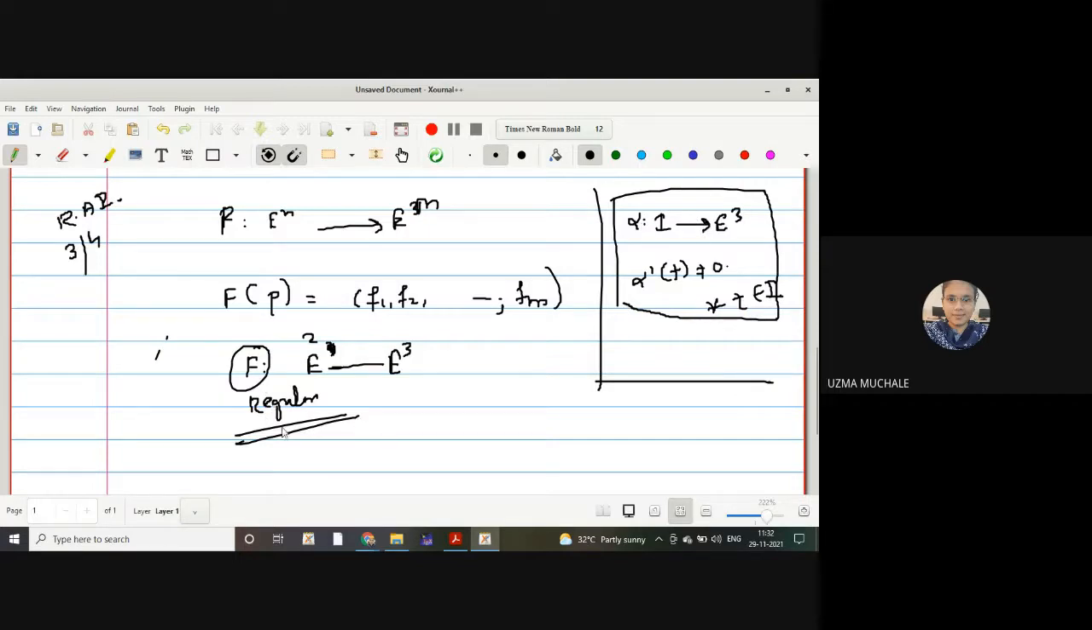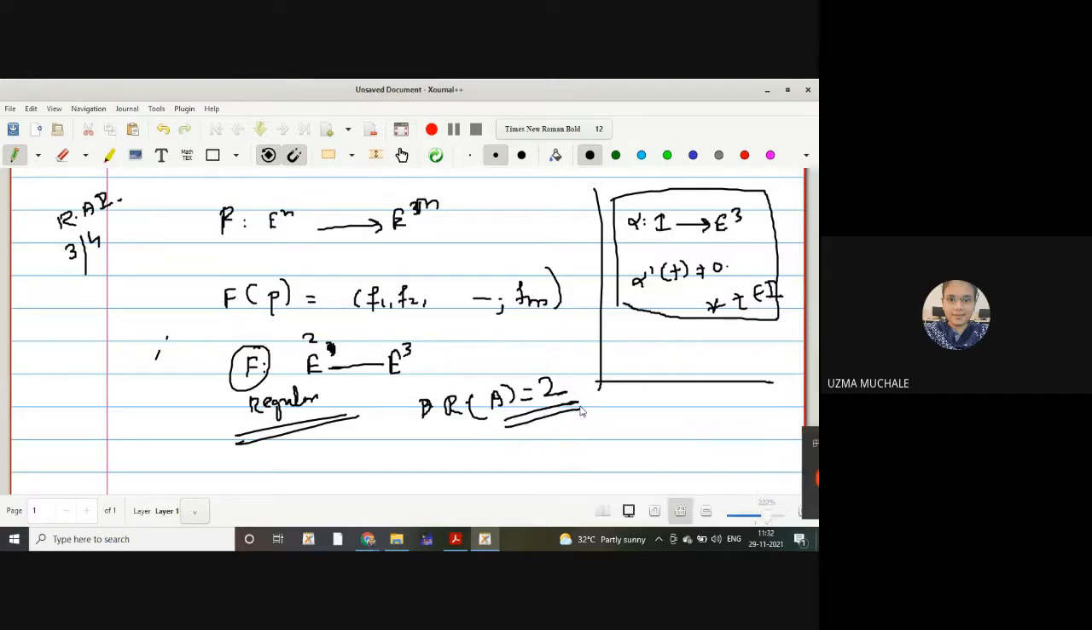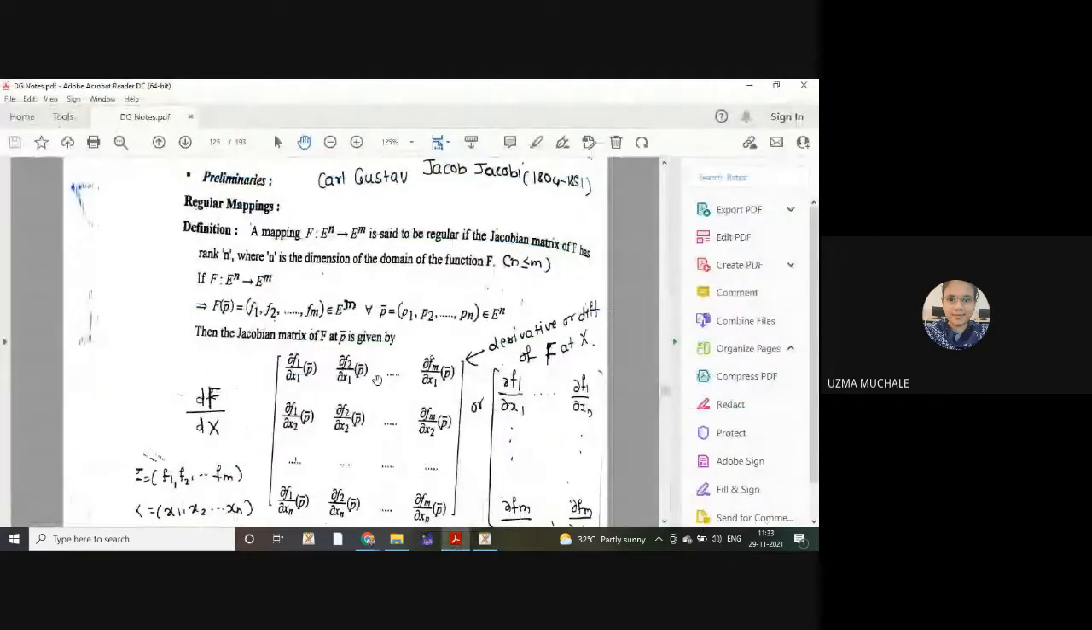This mapping F is said to be regular if the rank of this Jacobian matrix, say A, is equal to the dimension of the domain, that is 2. If this happens, then we say that this mapping is a regular mapping. Is the idea clear about the regular map and the rank of the matrix?